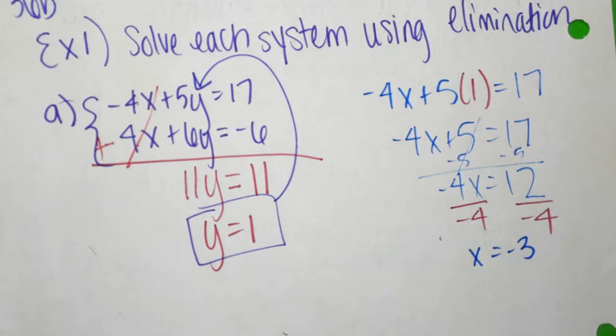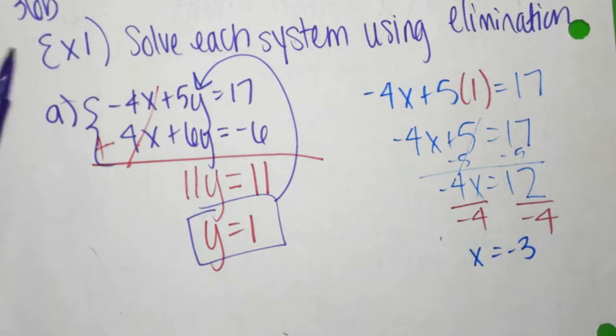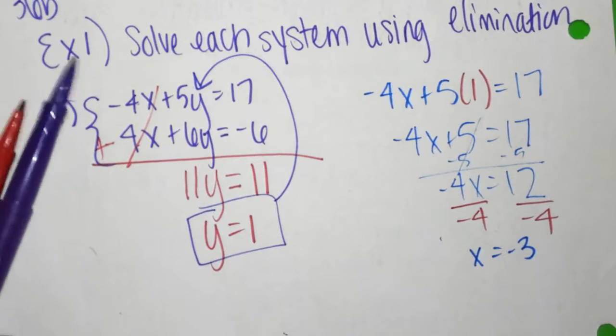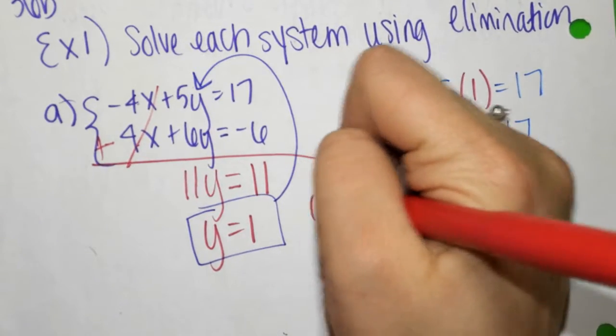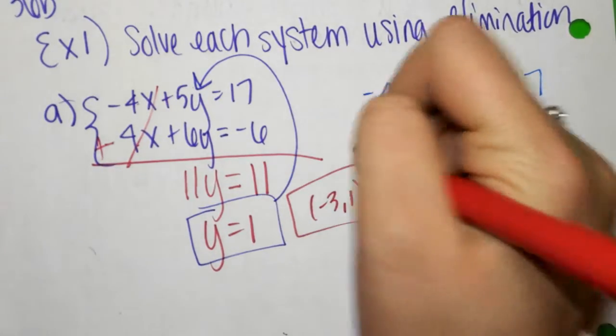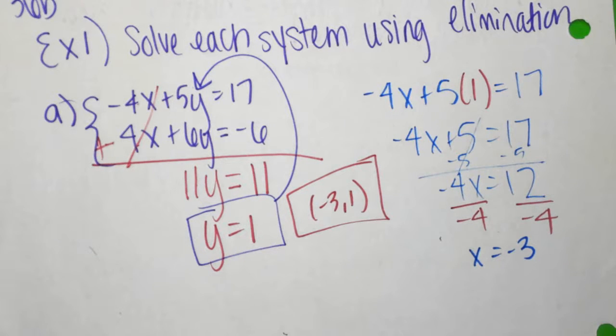Alright, can one person, by raising their hand and not screaming at me, tell me how to write the coordinate? Negative 3, 1.